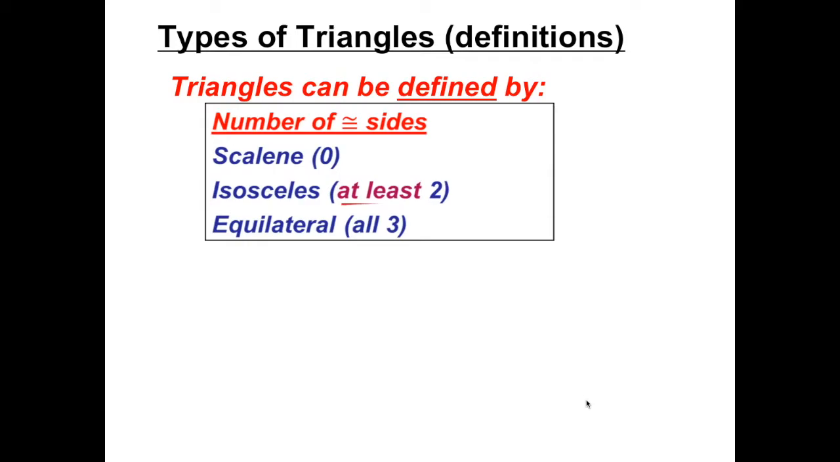The first way you can name a triangle is going to be three ways here. Triangles can be named by their number of congruent sides, okay? So how many sides of a triangle are congruent to another side of the same triangle? Definitely write this down, you got to know these here. First word here is scalene. A scalene triangle, none of the sides are congruent.